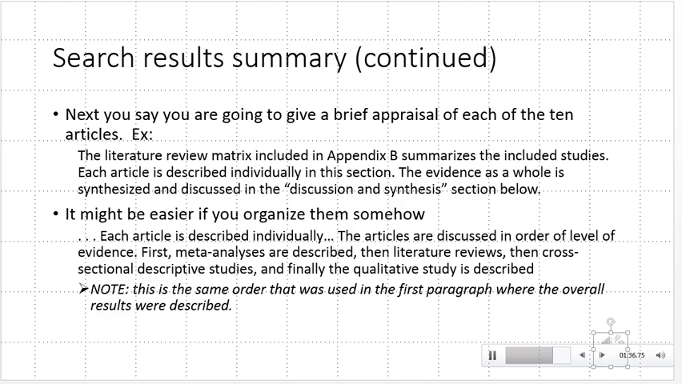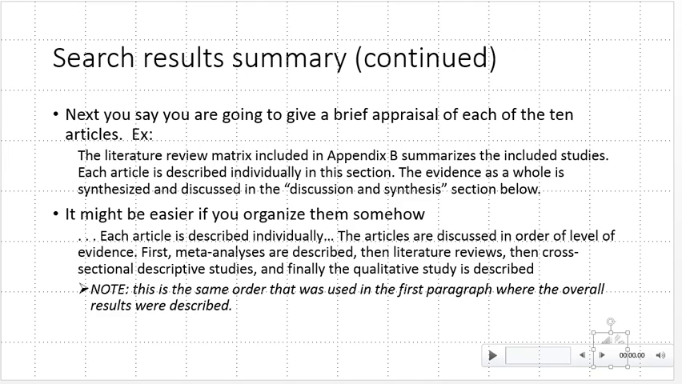For example, here's an example I've given. Each article is described individually. The articles are discussed in order of level of evidence. First, meta-analyses are described, then literature reviews, then cross-sectional descriptive studies, and finally the qualitative study is described. And you'll see here that the order in which I'm writing here is equal to the order in which I talked about the evidence in the previous paragraph. That's really important.